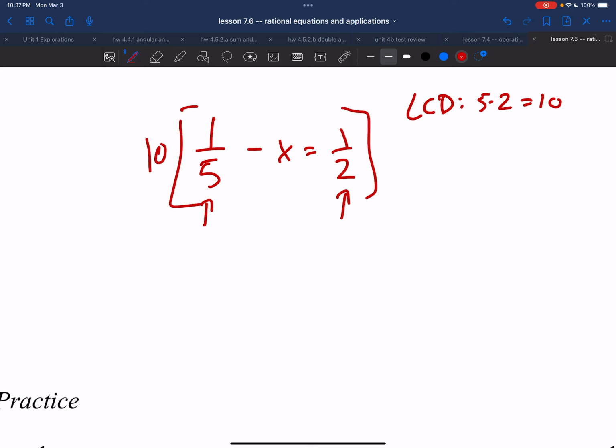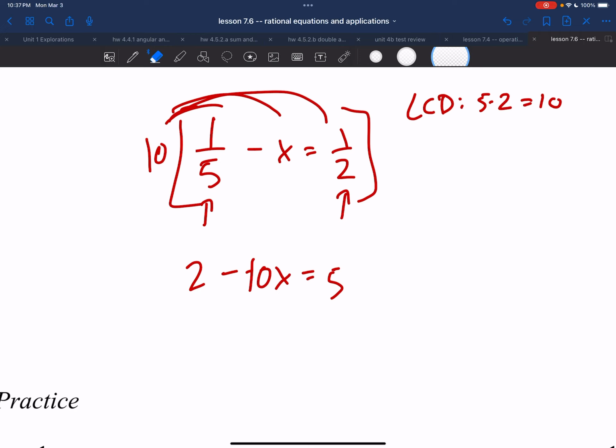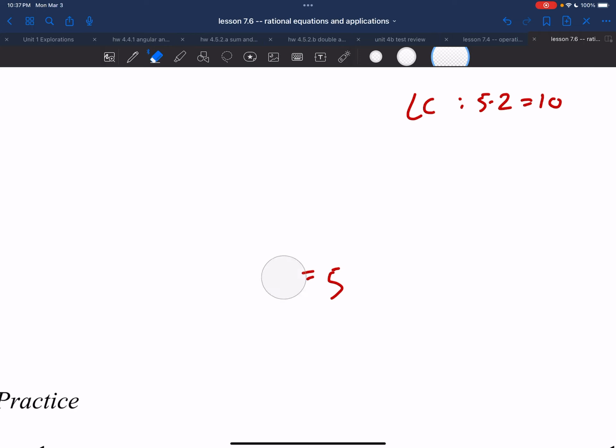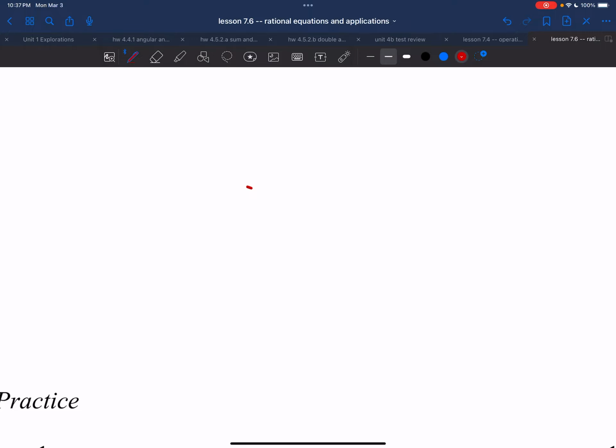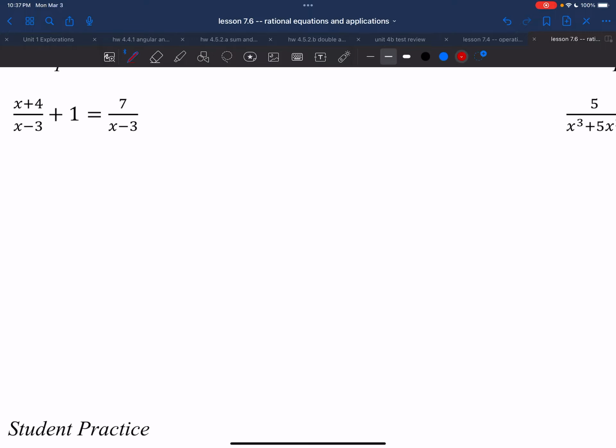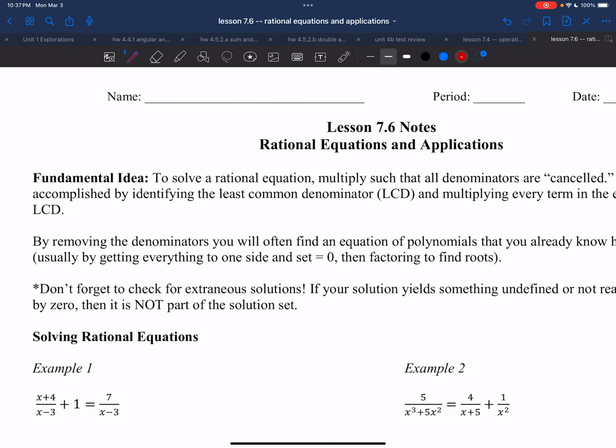10 times 1/5 is 2, and then distributing to x gives minus 10x, and then distributing to 1/2 gives 5. And so multiplying by the LCD eliminates all the fractions, eliminates all the denominators. This works for algebraic expressions too, not just constant terms. And I guess that's a bit of the difference between Algebra 1 and Algebra 2 here. So the premise is just already laid out.